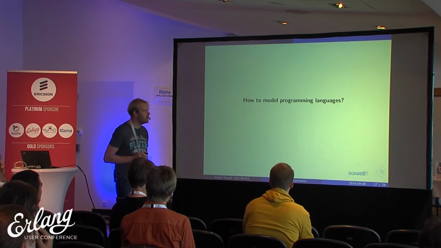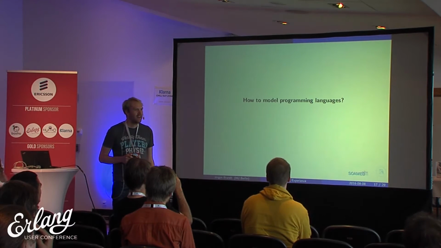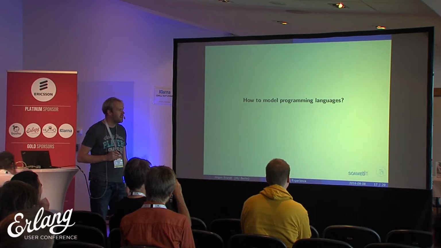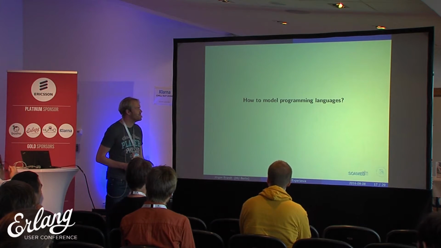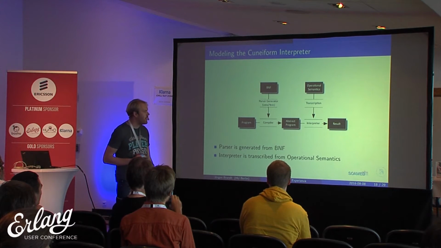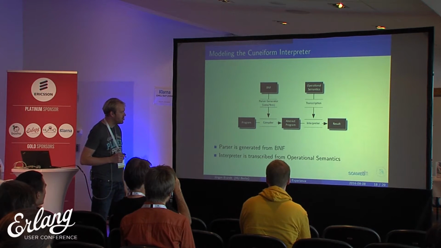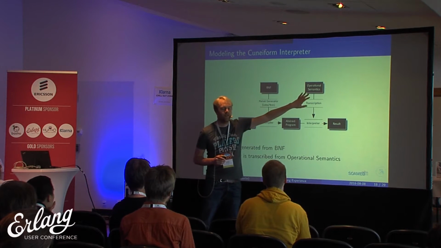So how do you model a programming language? This is kind of the first important question. And it turns out there are several ways to do that. And at some point you have to decide for some method and follow this along. And the way I have done this for Cuneiform is, essentially, you have two specifications for a programming language.